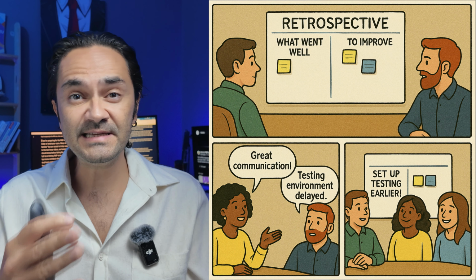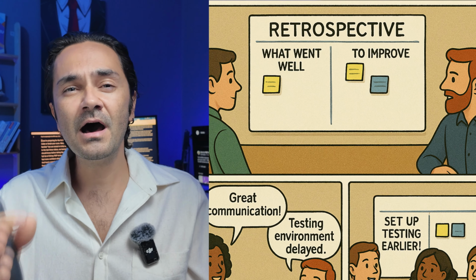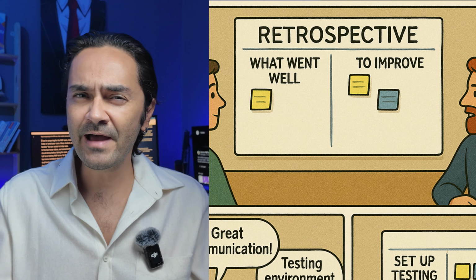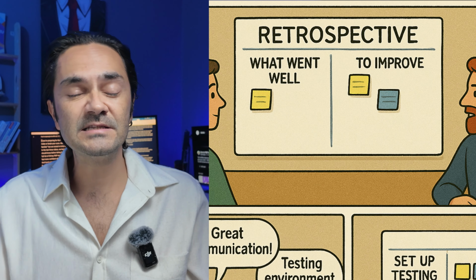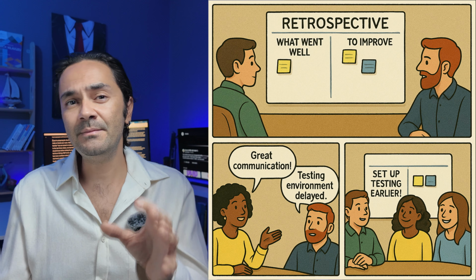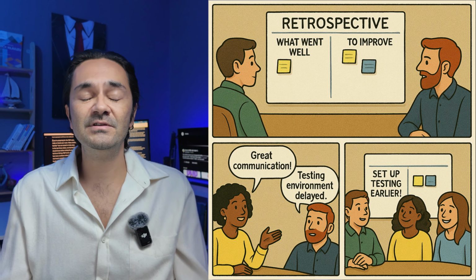Okay, here comes our next term, retrospective. A retrospective is a meeting that happens at the end of each sprint. It usually lasts between 30 minutes and 3 hours. The main goal is for the team to look back and talk about how the sprint went, what went well, what didn't go so well, and what can be improved in the next one. It's a chance for the team to learn and get better every time.